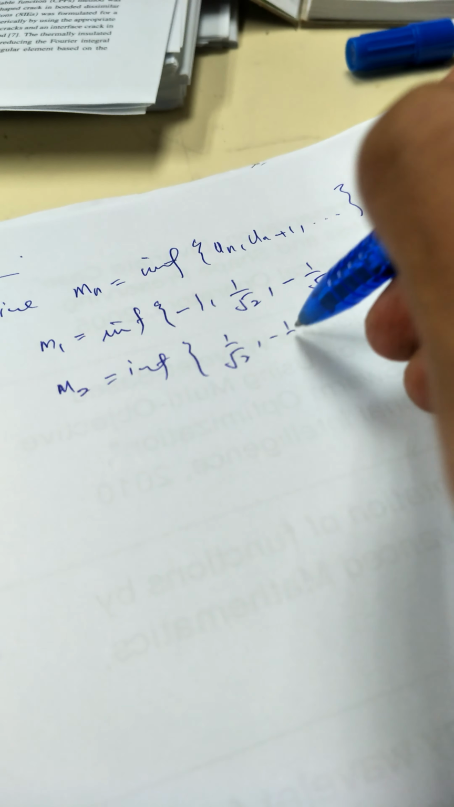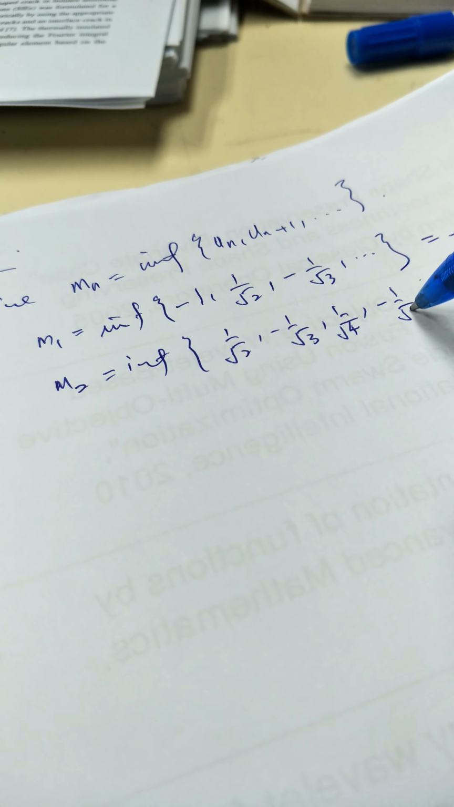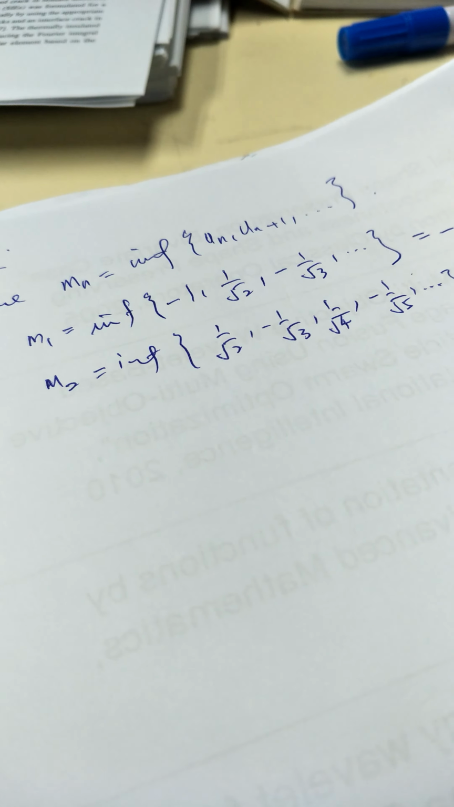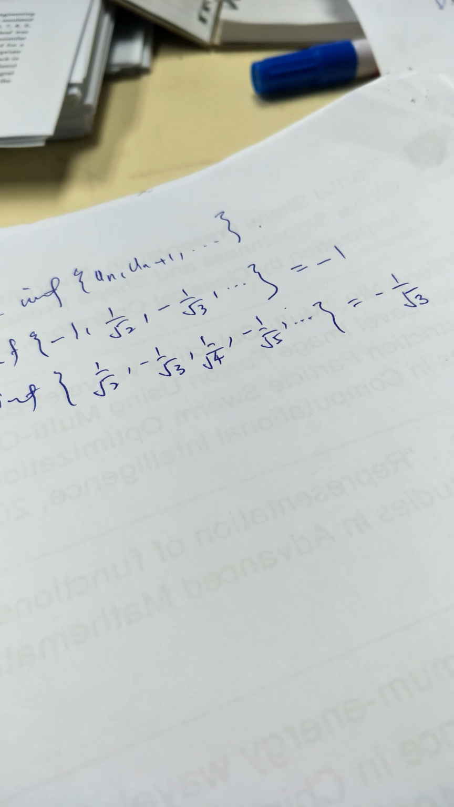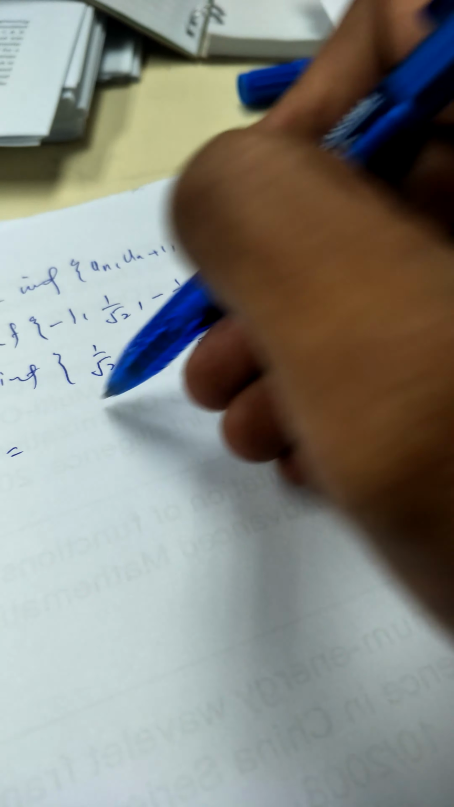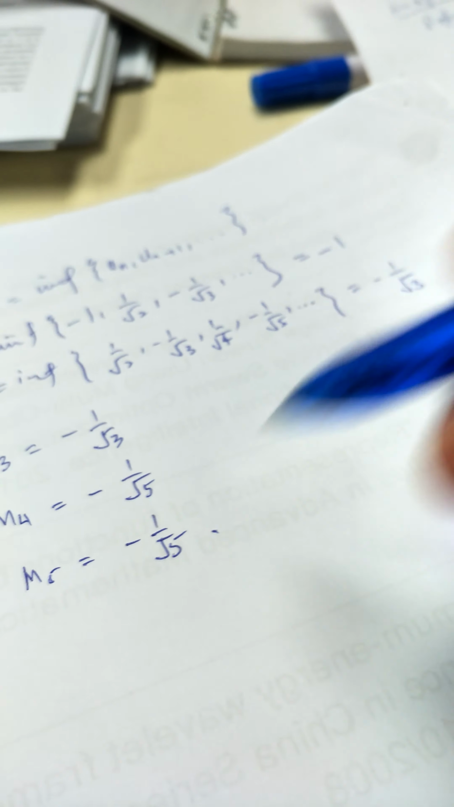Okay, for m2, the infimum of 1 over sub 2, minus 1 over sub 3, 1 over sub 4, minus 1 over sub 5 and so on. That gives you minus 1 over sub 3. So from there, you can find m3, minus 1 over sub 3. You can find m4 as minus 1 over sub 5. You can find m5, which is minus 1 over sub 5.